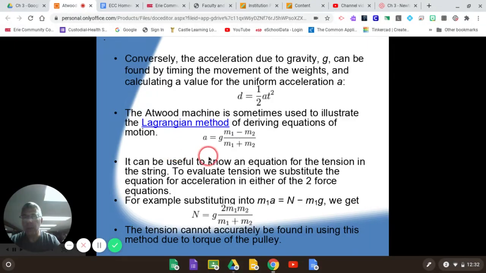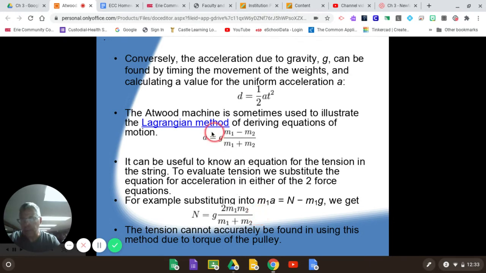It can be useful to know an equation for the tension of the string as well. To evaluate tension, we substitute the equation for acceleration in either of the two force equations. So for example, substituting m1a equals T minus m1g, we get T is equal to gravity times 2 times mass 1 times mass 2 over mass 1 plus mass 2. The tension cannot accurately be found using this method due to the torque of the pulley. Torque is something we'll learn about later. But anyways, you get pretty close to it.